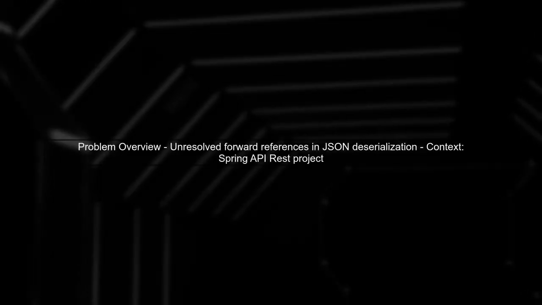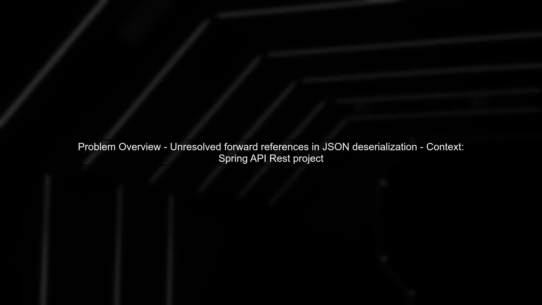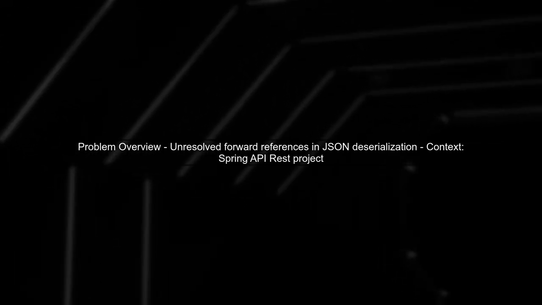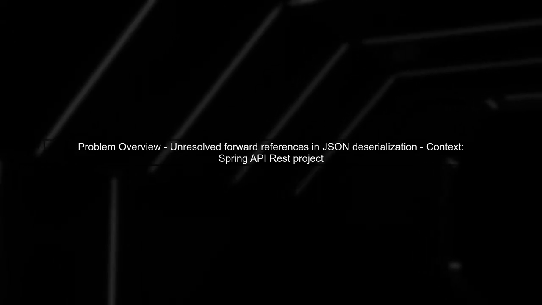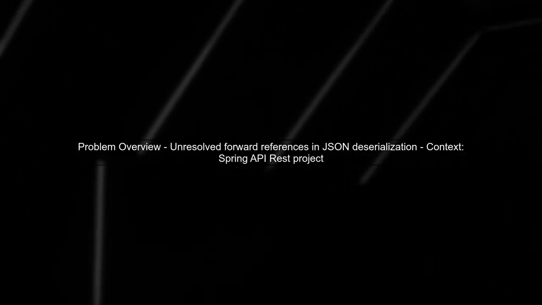Now, let's get started. In this video, we will address the issue of unresolved forward references when deserializing JSON in a Spring application using Jackson. The error occurs when you try to send a JSON object that references another object by its ID. In our case, the material object references the agent's object using its ID.